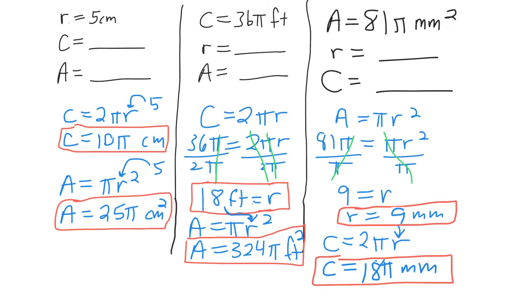In the last problem, I start out the same way. I see that I've been given area, so I'll write my area formula. Start with what I'm given. I plug in my area. I divide both sides by pi, and something squared equals 81. So r must be 9. 9 squared is 81. So I'm going to write that with units. r equals 9 millimeters. And as well, I'll plug that in to my circumference formula to get 2 times 9, 18 pi millimeters for my circumference.